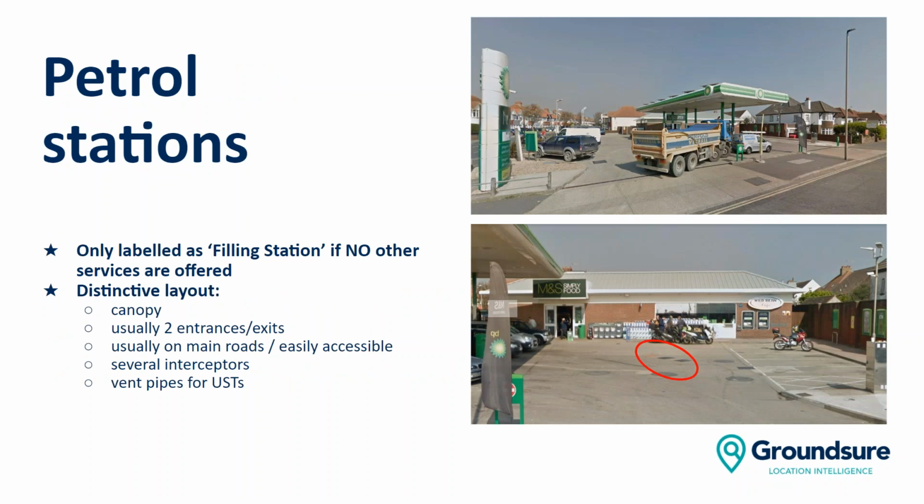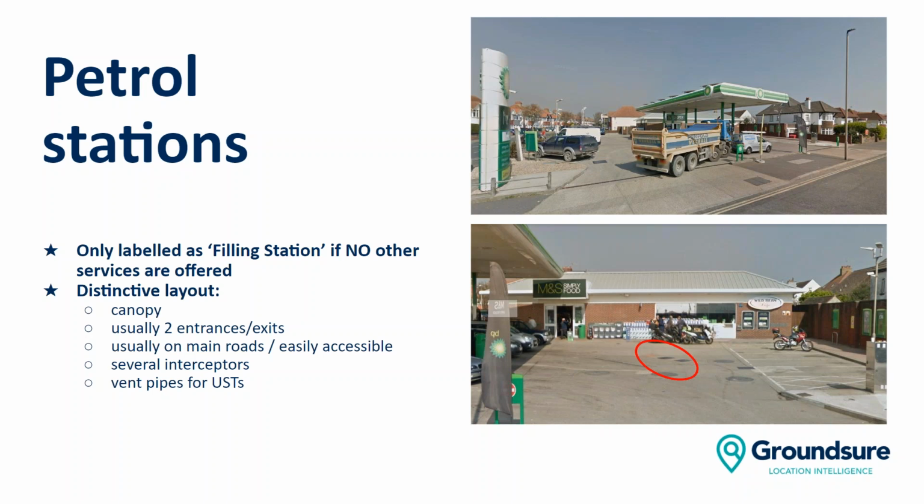So firstly, we just wanted to touch on petrol stations. They only tend to be labelled as such on large scale mapping, so 1 to 2500 or 1250. They'll only be labelled as a filling station or a petrol station if no other services are offered. So if they're selling food or something like that, they can be labelled as a garage. Now, if this is the case, you need to definitely know if petrol is sold.